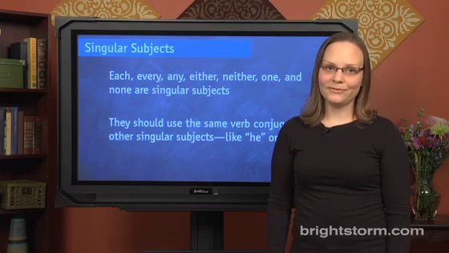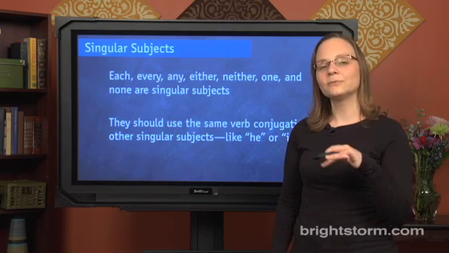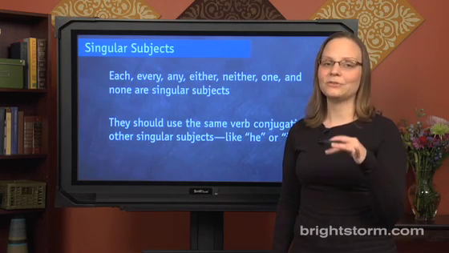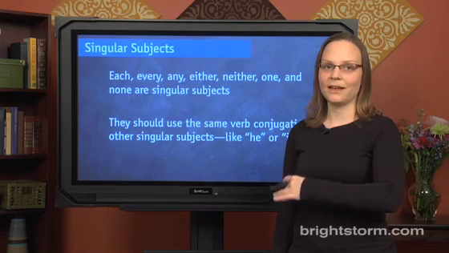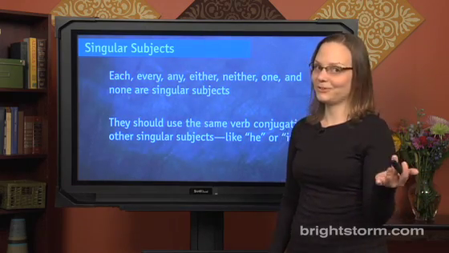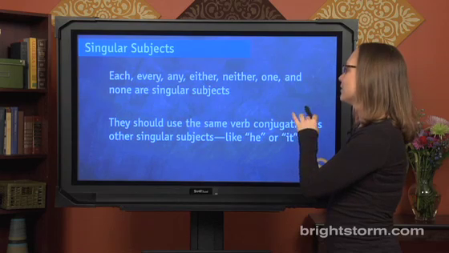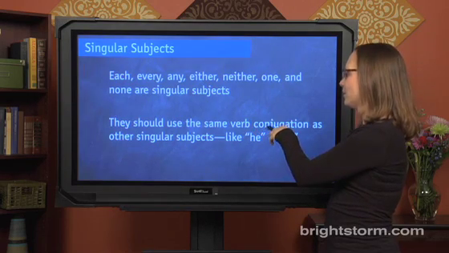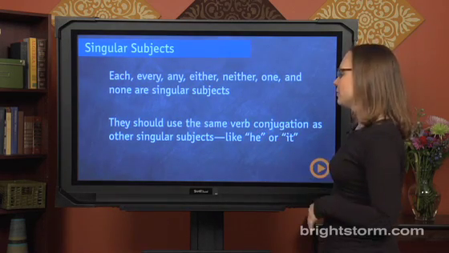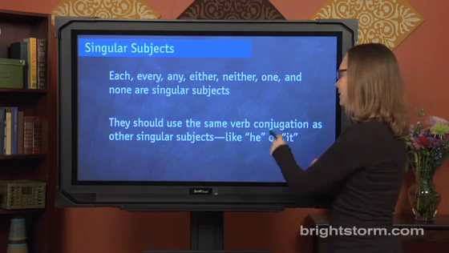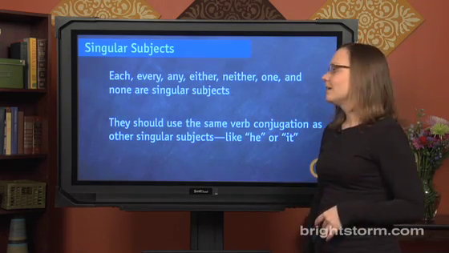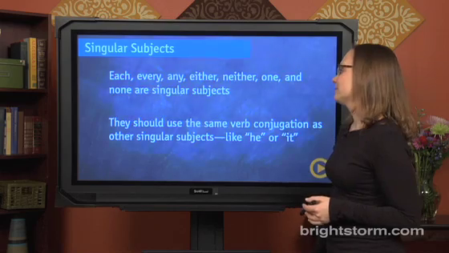So the first new rule for subject-verb agreement is that there are certain words that are singular, and you need to make sure that the verb agrees as if they were singular subjects, which they are. So those words are each, every, any, either, neither, one, and none. And when you use them, you have to use the same verb conjugations that you would with other singular subjects like he or it. And let's, of course, see some examples.